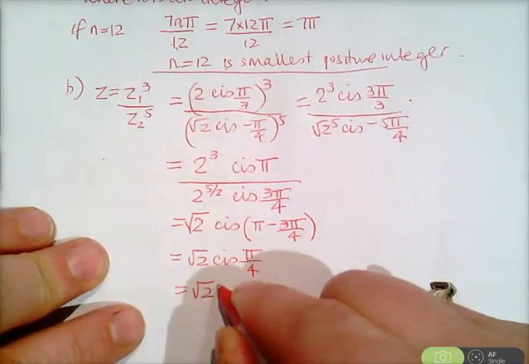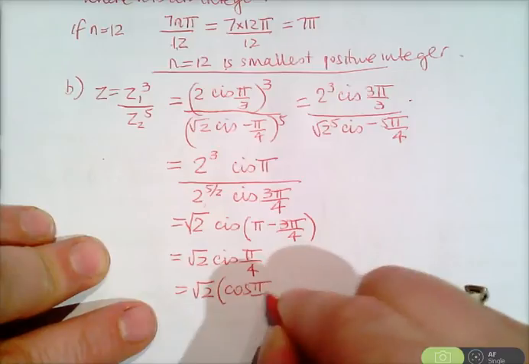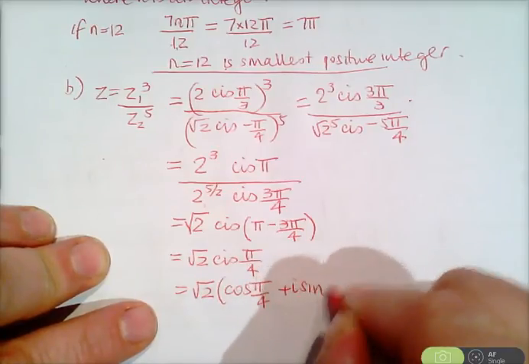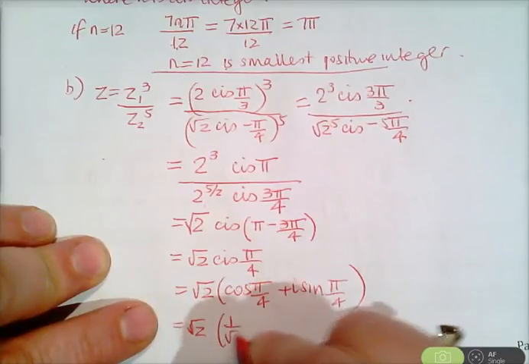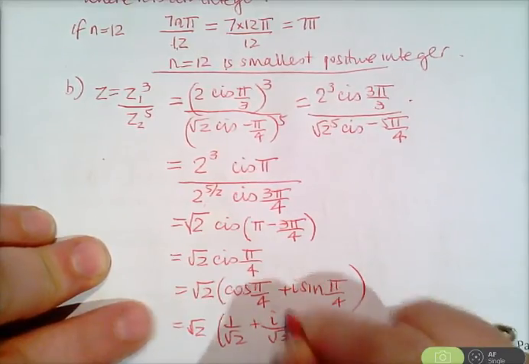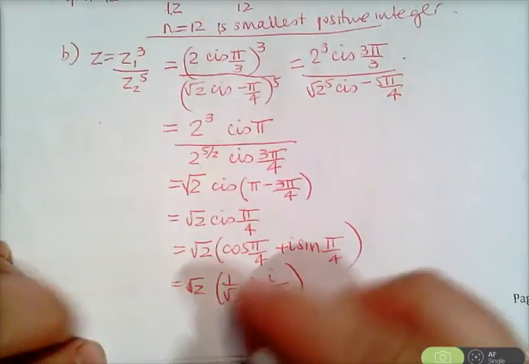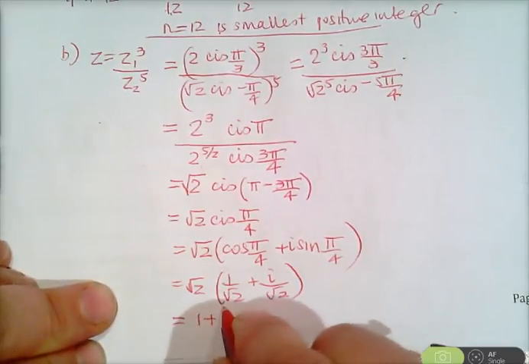So now that is root 2 cos of π/4 plus i sine π/4, which is root 2 times 1 on root 2 plus i on root 2. And expanding that, we get 1 plus i.